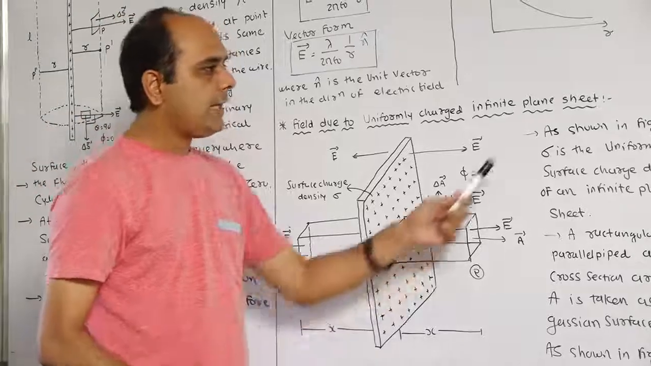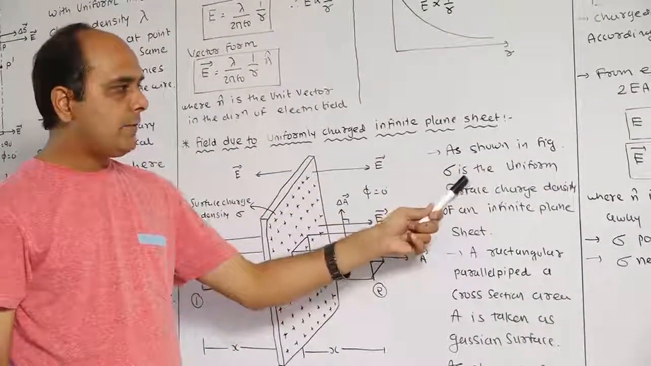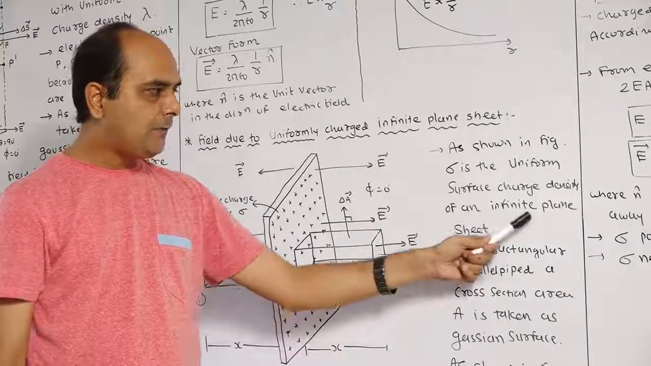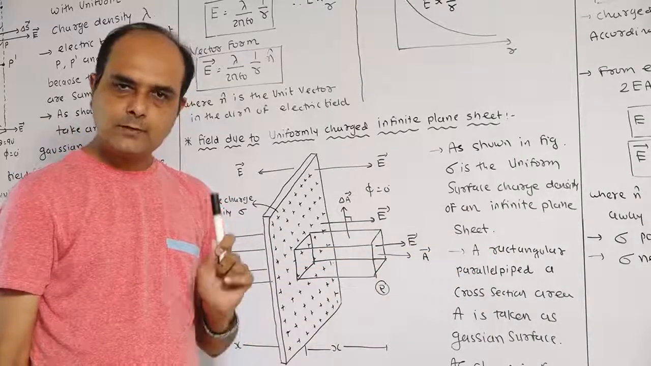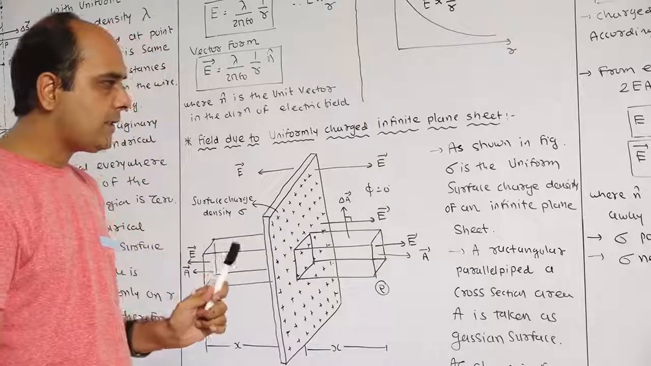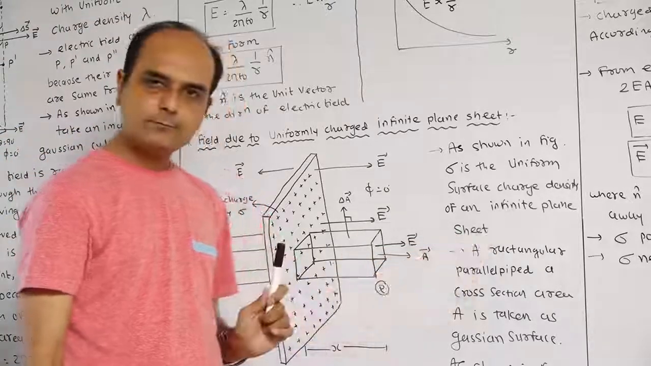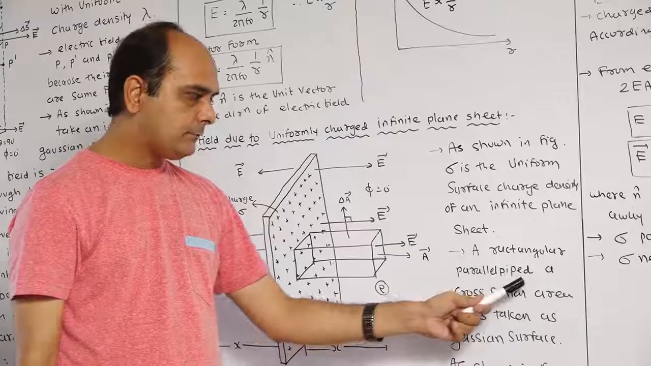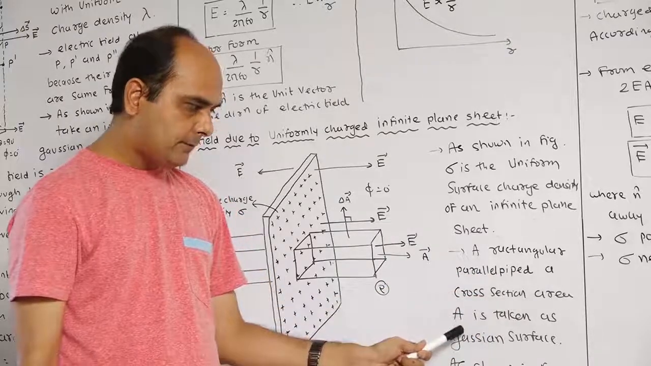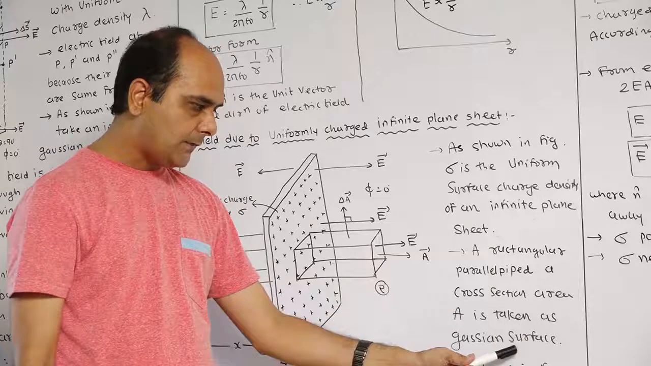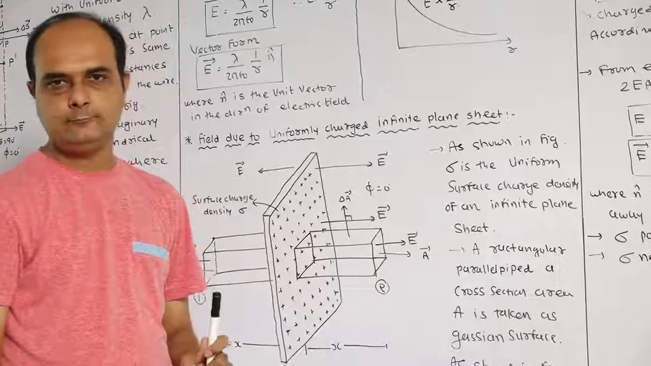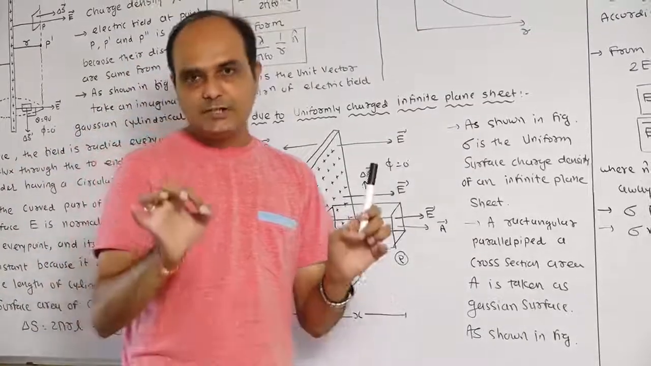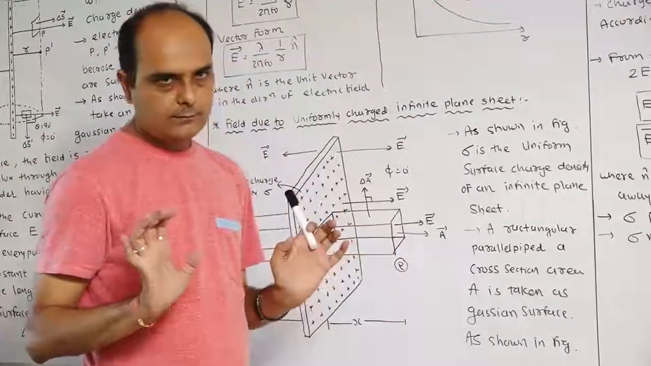Now the other things. As shown in the figure, sigma is the uniform surface charge density of an infinite plane sheet. Next, a rectangular parallelepiped of cross section area A is taken as a Gaussian surface as shown in the figure.